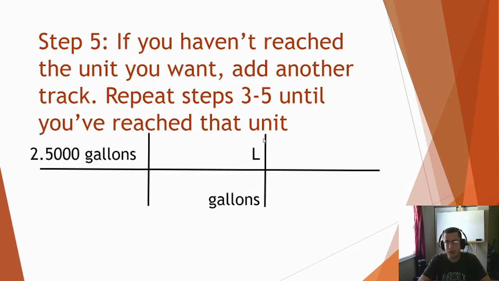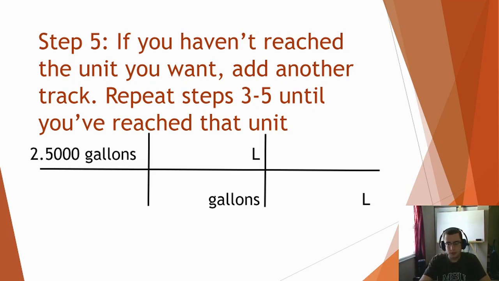Then from here, if we haven't reached the unit that we want, we need to add another track. So we're at liters right now, and so we need to get from liters now to milliliters. So we're going to add another track and extend it on. That's what I was mentioning earlier. And then we're just going to keep going through steps 3 through 5 until we've gotten to the unit that we want.